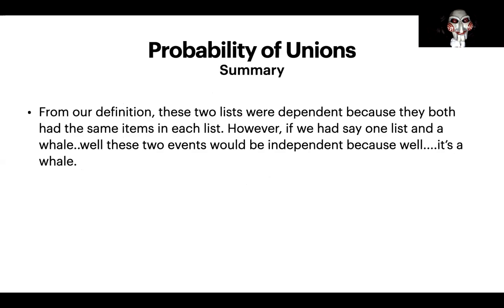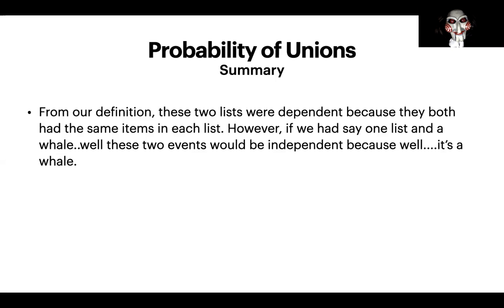Okay, so to summarize this, from our definition, these two sets were dependent because both had the same items in each list. However, just to toss in a mix-up, say one of our lists had a whale. Well, these two events would be independent because, well, one's a whale. This means that there's no correlation between the two sets.